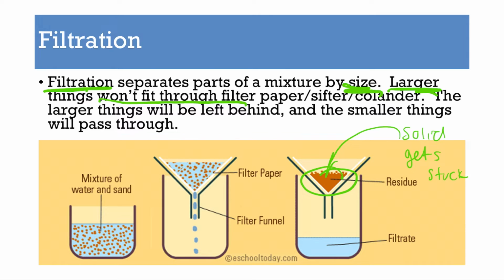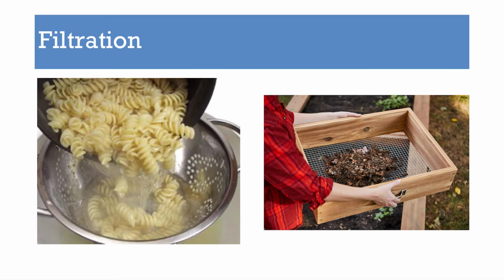So this is one of the easier ones to see. If you have a solid in water, water goes through the filter paper because the water is much smaller, and all that solid stuff gets stuck behind. And now you've got your two separate pieces. If you think about making pasta, the pasta's too big to fit through the holes in the colander, but the water isn't. So again, you've separated your water and your pasta.